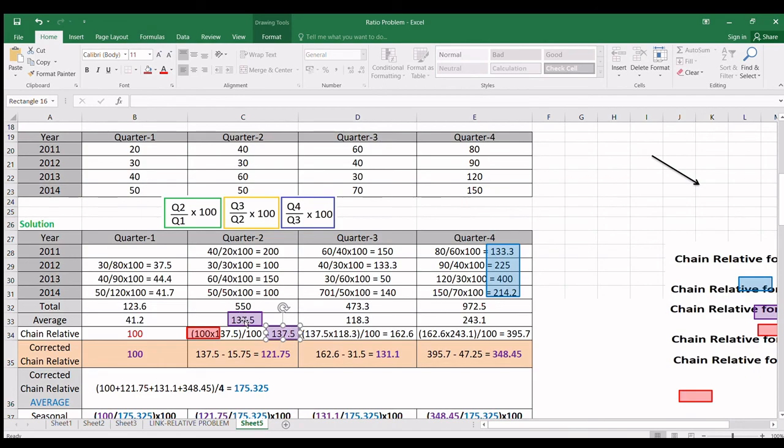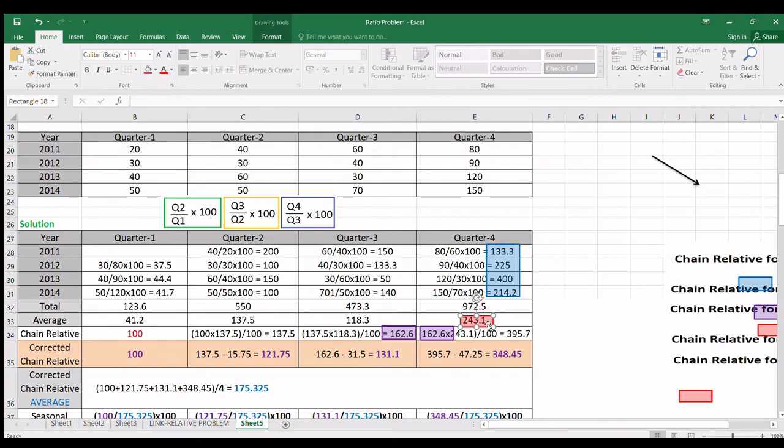Now this value 137.5, whatever you have, you have to put it here. Okay, same value you have put it here. Next, into this 118.3. Clear with this? So if you multiply these two values, you will get the value 162.6. Now this 162.6, whatever value you have got for quarter 3, you have to take to the next quarter 4.